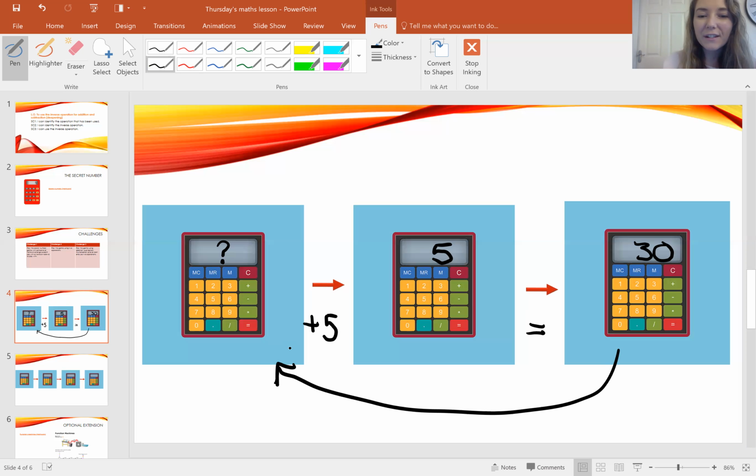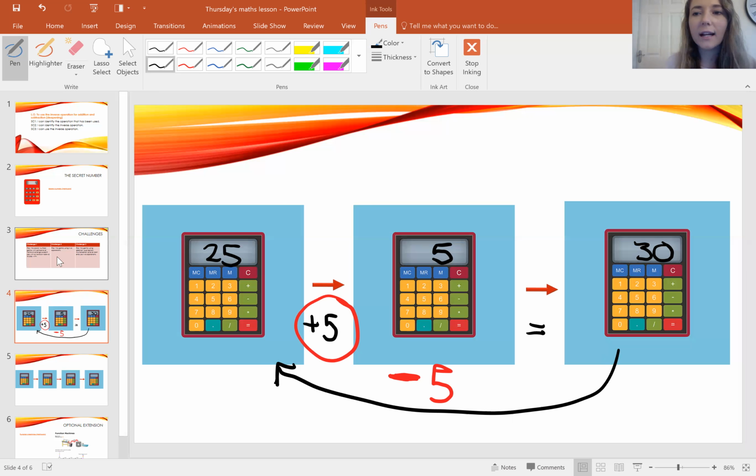Well done. So you should have been able to reverse this part by using the inverse. So we've used addition and added 5, so we're going to use the inverse, which is subtraction, and take away 5 from 30. And that will give us our missing number, which was 25. So if you feel comfortable with that and want to stop the video here, then I would like you to play that game for the rest of the lesson with one other person.